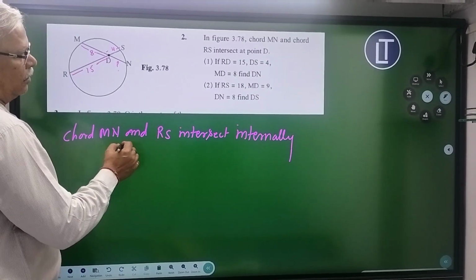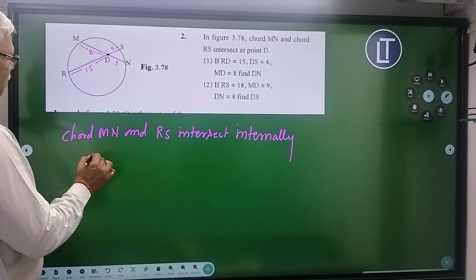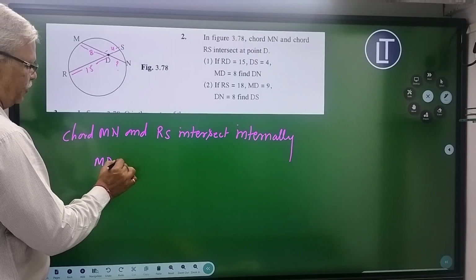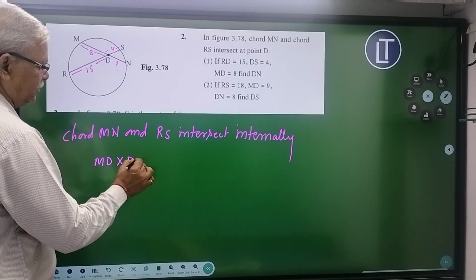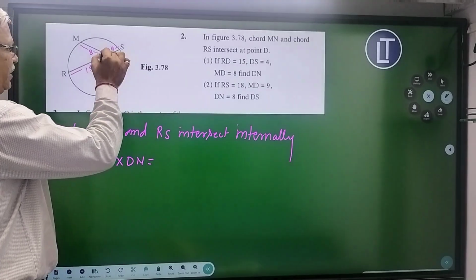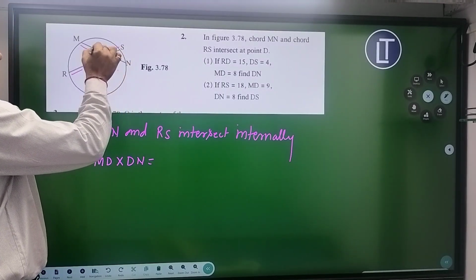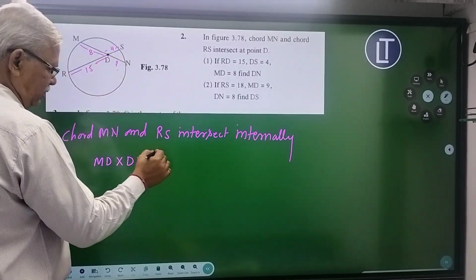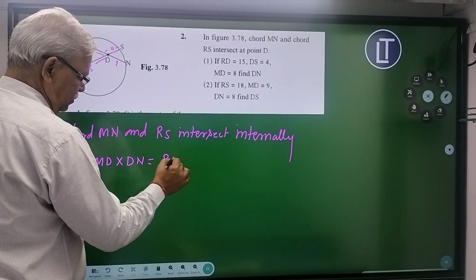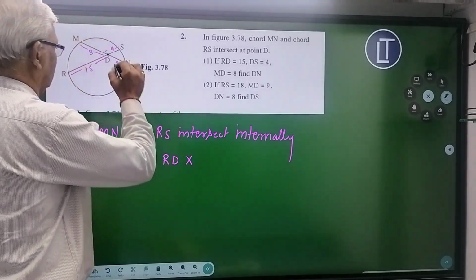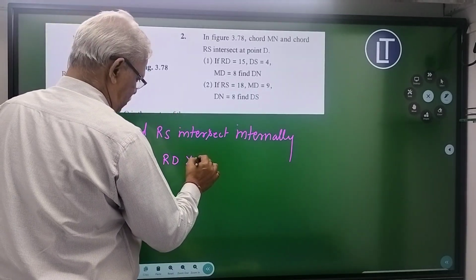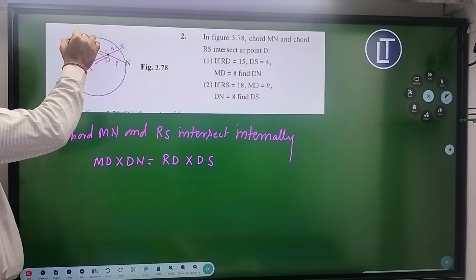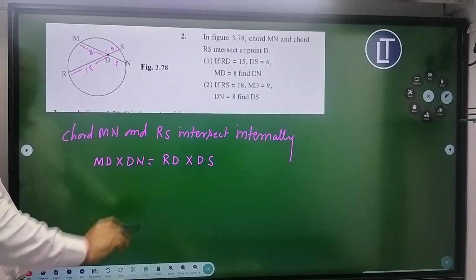Therefore, what will happen? MD into DM is equal to, from the point of intersection, RD into DS. Okay, means you have to take the distance from point D.